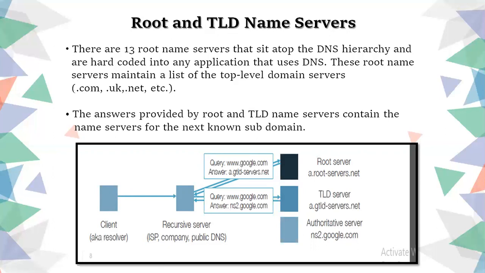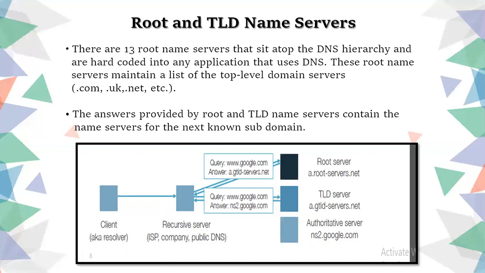Suppose the client gives a query, the recursive server doesn't know about the particular query, it passes it to the root server, and the root server passes it to the TLD server. The TLD server maintains the records of whether it is a .com, a .org, or .in. Those things will be checked here, and it gives the particular IP of that node. That IP represents the authority server.